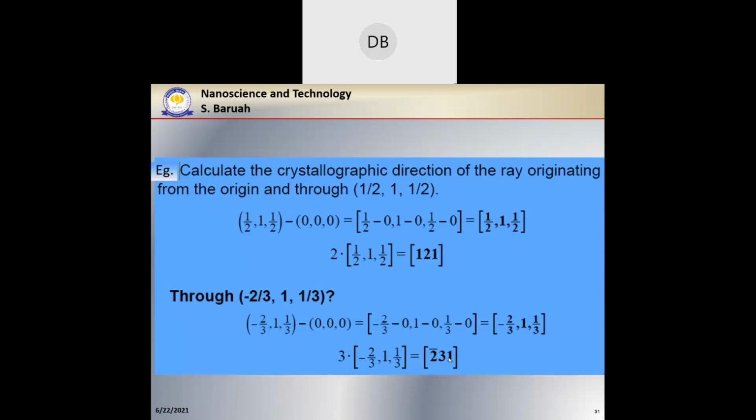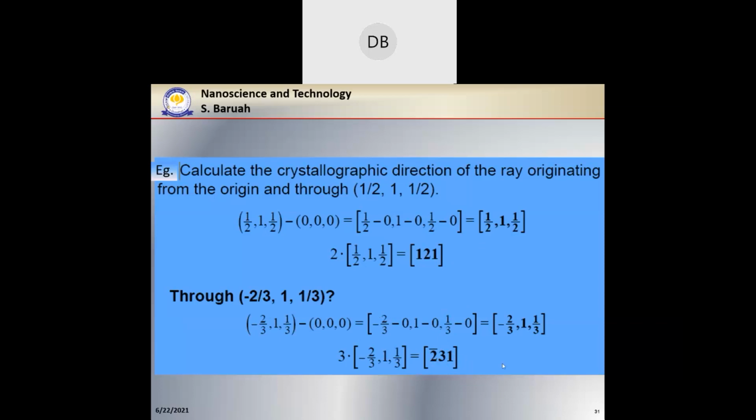And when we are putting it like for planes and directions, we put the minus over it. So we write it as 2 bar. So it's 2 bar, 3, and 1. So these values give the directional values of a ray moving out from 0, 0, 0 and passing through this point -2, 1, 3.